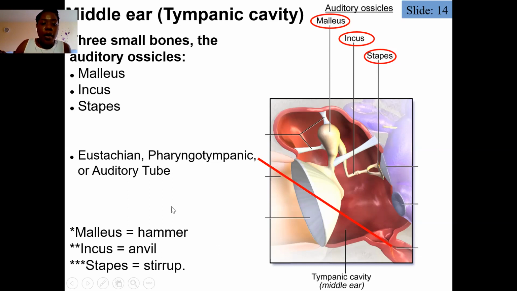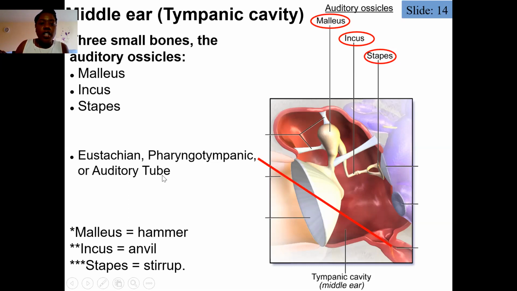I also want to point out here that these ossicles have alternate names because of the shapes of these bones. The malleus is sometimes called a hammer, the incus is sometimes called the anvil, and the stapes is sometimes called a stirrup, again, according to the shape of these bones. But the main purpose here is to take the sound, amplify it, and pass it on into the inner ear.